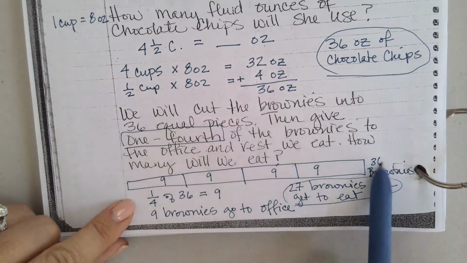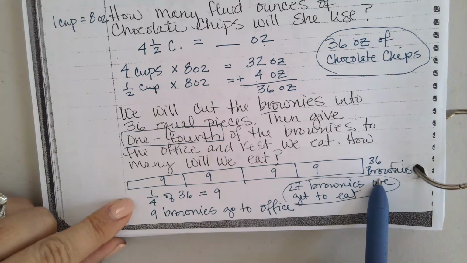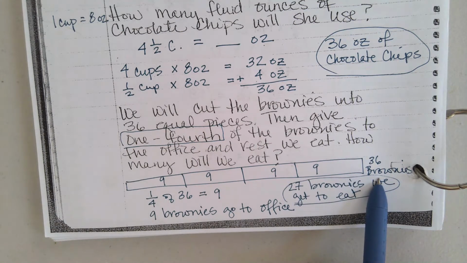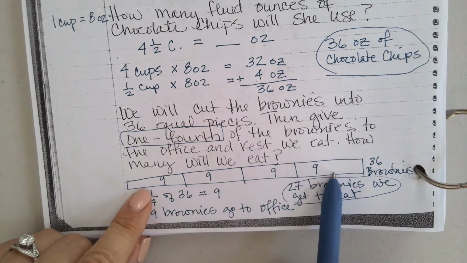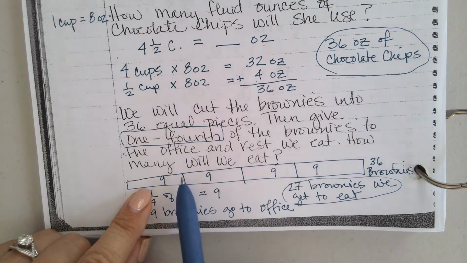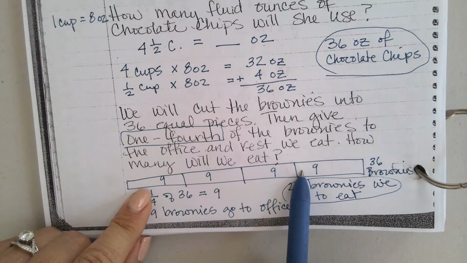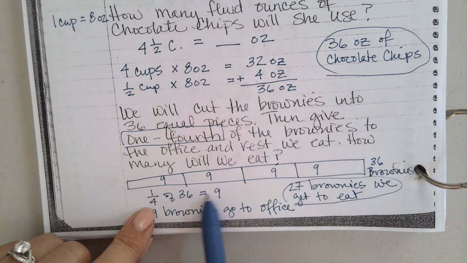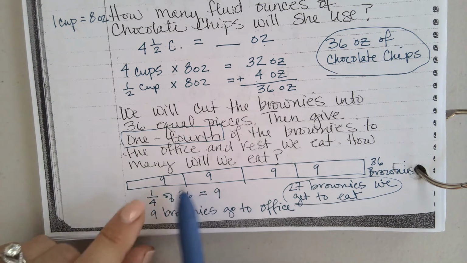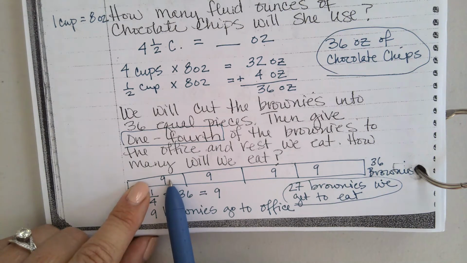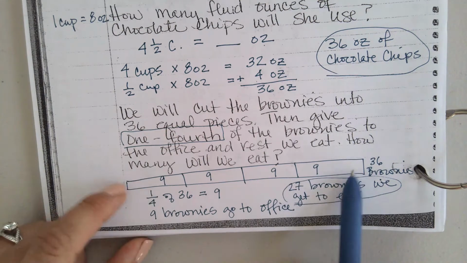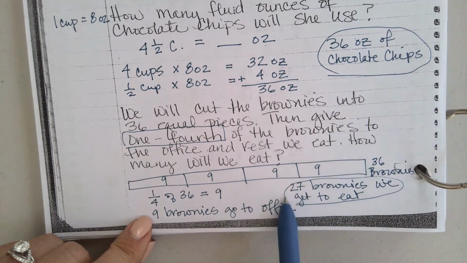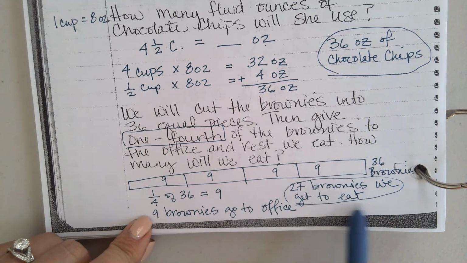Okay, I solved this problem using a tape diagram. So 36 equal pieces, that means that we are going to end up with 36 brownies. Then we're going to give 1/4 of the brownies to the office. So I knew to cut it into fourths. So 1/4 of 36 makes 9. So there are 9 brownies that we're going to give to the office. And then we get to keep the rest. So 9 times 3 is 27. 27 brownies we get to eat.